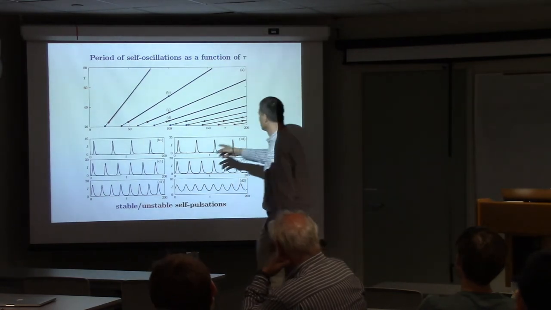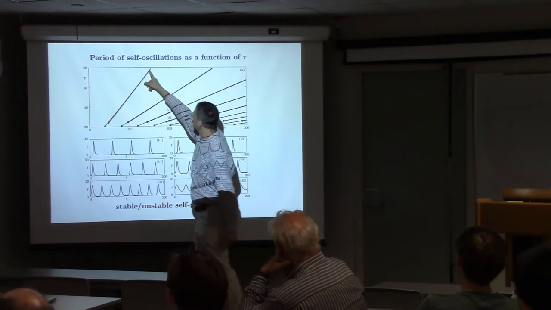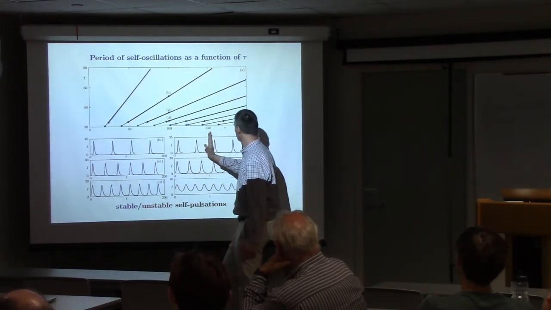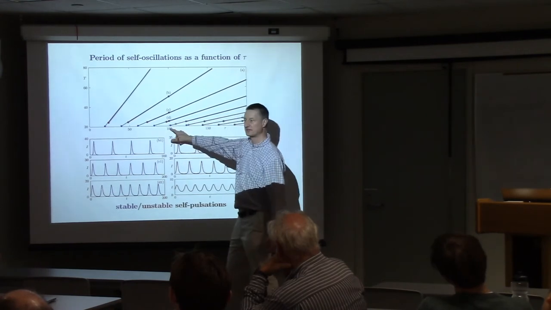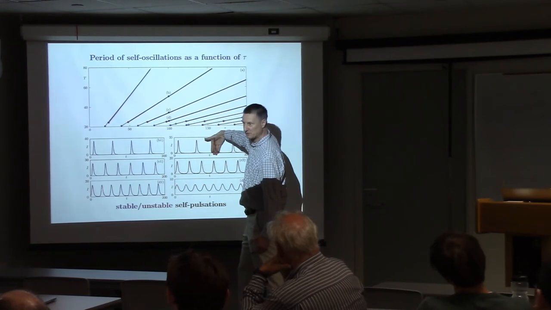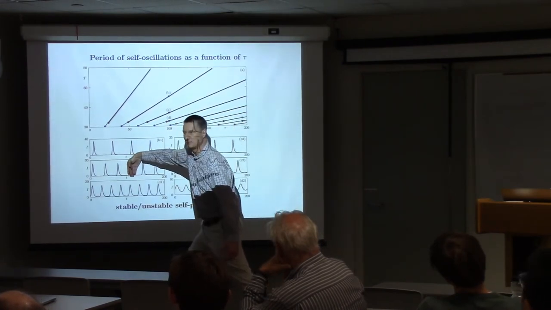So tau is 100, hang on, I'm saying this wrong. One pulse per round trip is this one, but it doesn't exist anymore. Now this one has two pulses per round trip, because this is 200, we're at 100, okay? You see, you have exactly two pulses per round trip. Now you go to the next one, you see you have exactly three per round trip.